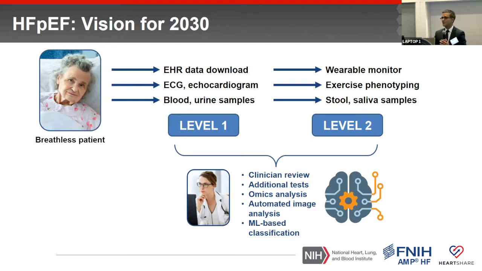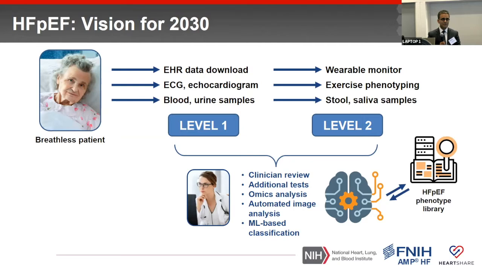Ultraomics will be doing that for us, and it'll be part of the process that we all use. And then there'll be ML-based classification. In the heart failure AMP program project, we will have automated algorithms to classify patients. And then we will have a phenotype library. So we have these discernible phenotypes.